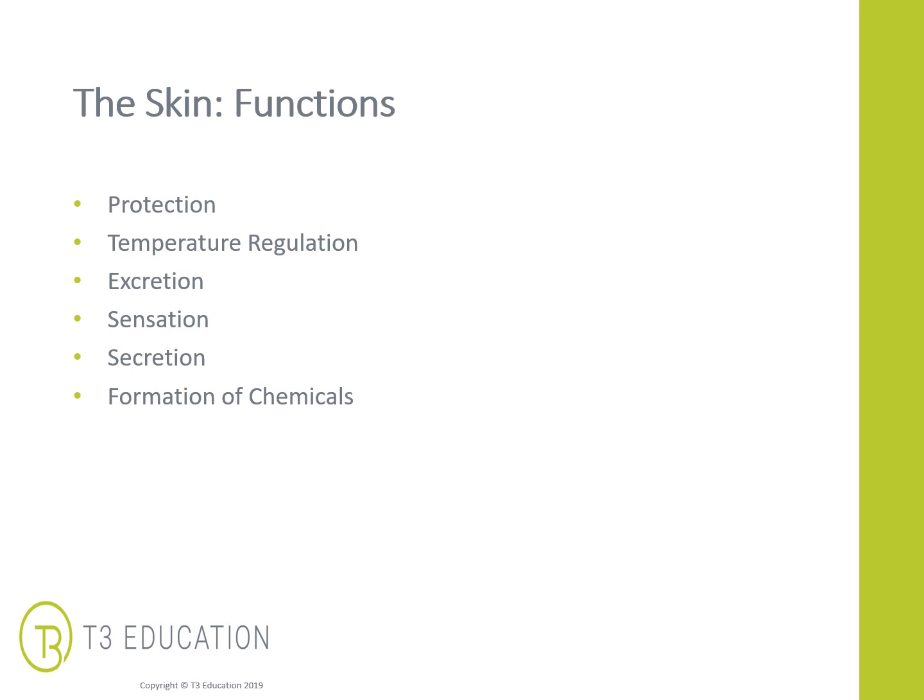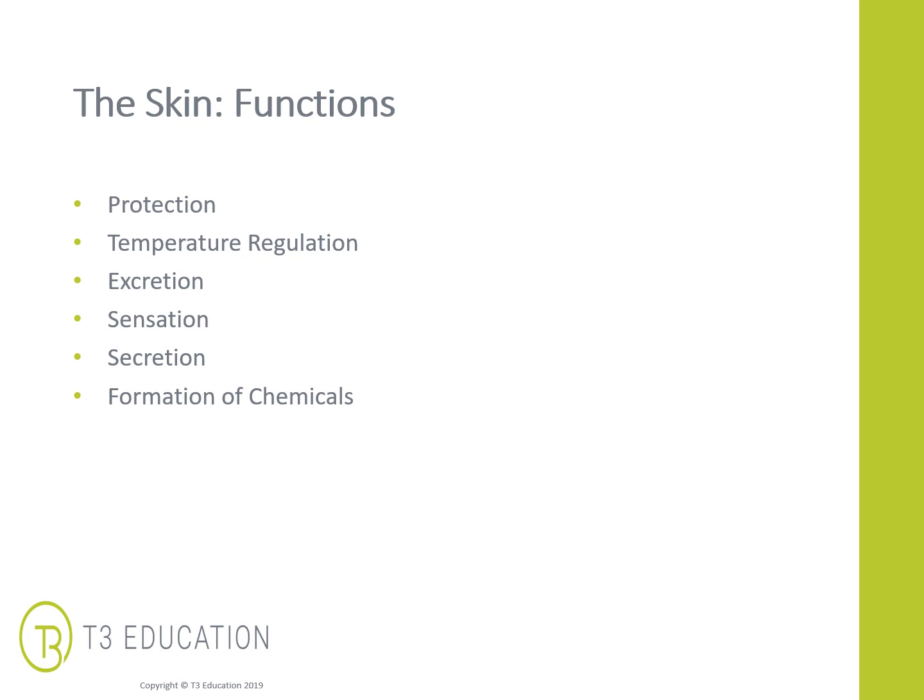There are 6 main functions of the skin: protection, temperature regulation, excretion, sensation, secretion, and also the formation of chemicals. So let's look at protection first. As I said, it's almost like that sac, that outer covering of our body in which all other organs sit. It, in the first instance, acts as a barrier to the invasion of things like organisms and bacteria. It is naturally acidic in terms of pH, which inhibits bacterial production.